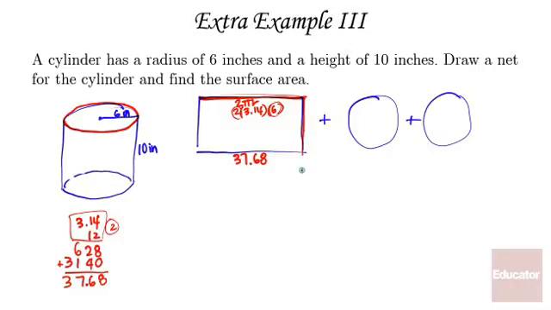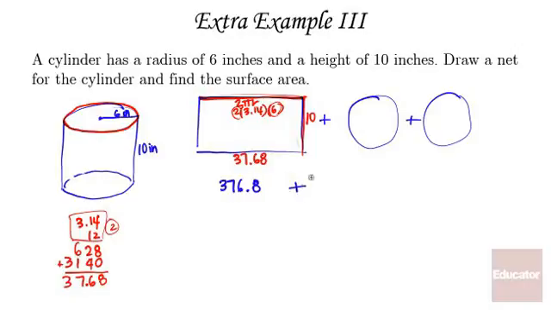My height is 10. So to find the area of this rectangle, I have to multiply this times this, right? Length times the width. So here, if you just multiply by 10, all I have to do is take the decimal point and move it over to the right 1 space. So the area of this rectangle is going to be 376.8. Okay, it went from in front of the 6 to behind the 6. Okay, 1 space.